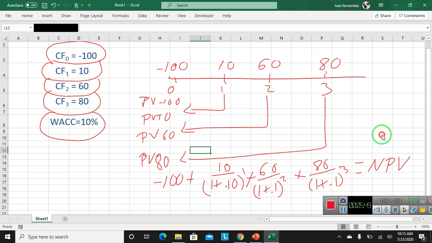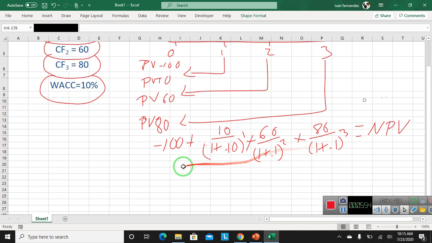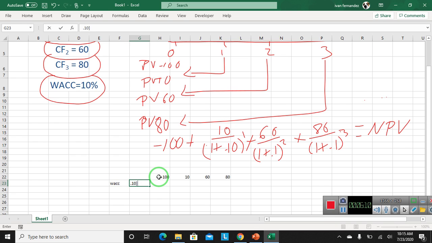I'm gonna scroll down a little bit. All right, here. So let me rewrite it now. I'm going to write it in Excel. 10, 60, 80, with WACC being 10%. To find the net present value of this, which is identical to the one above, right?